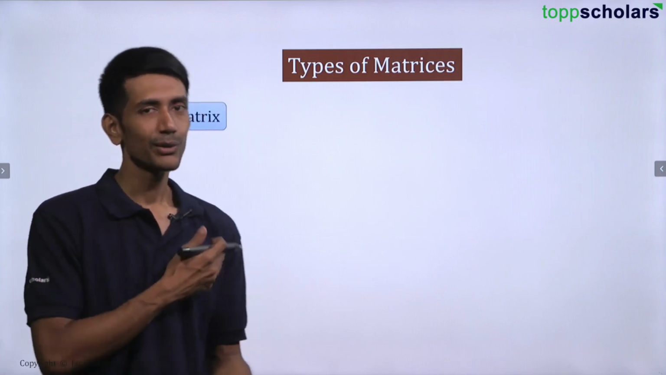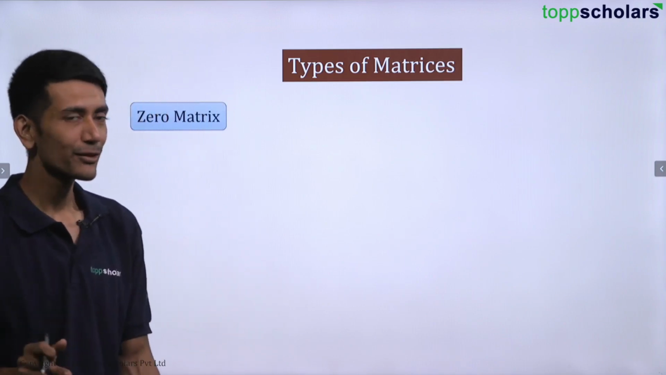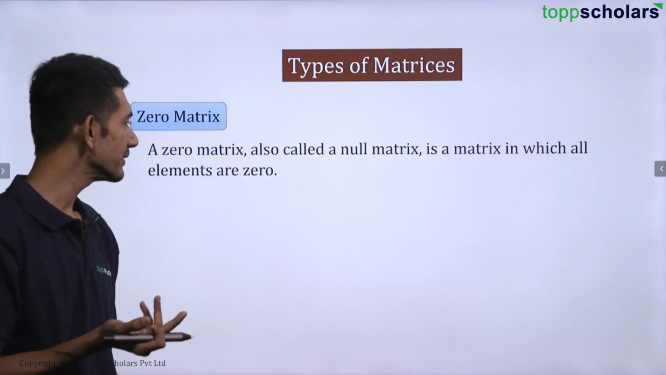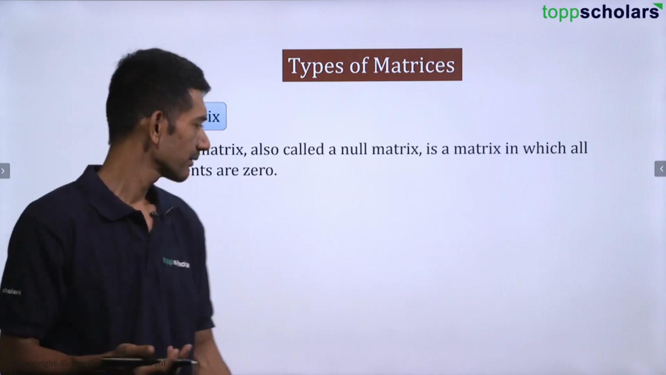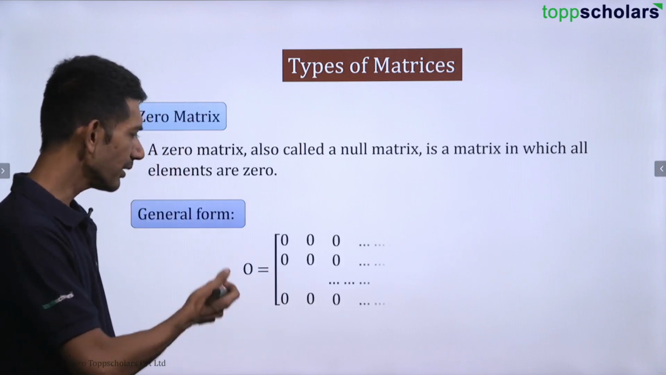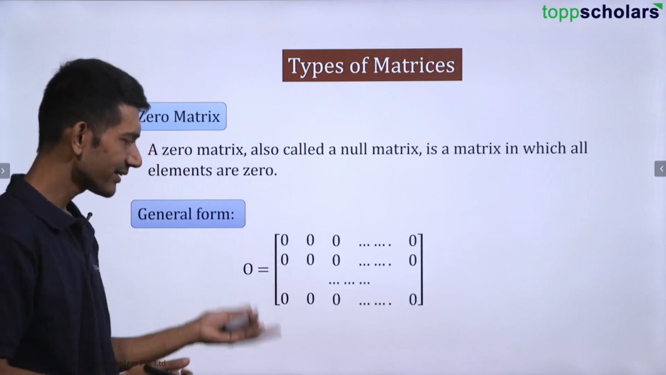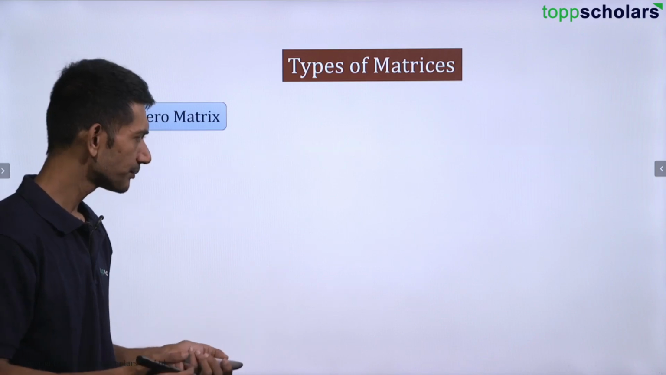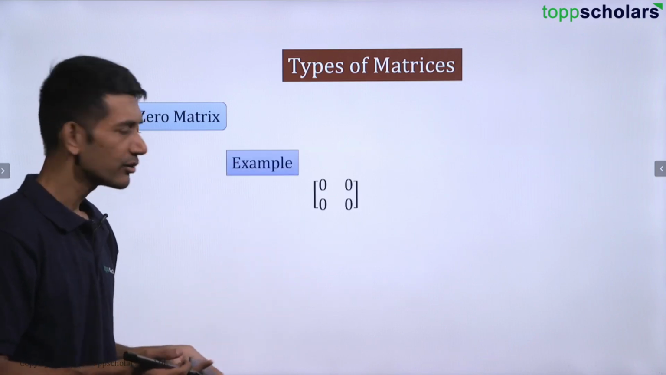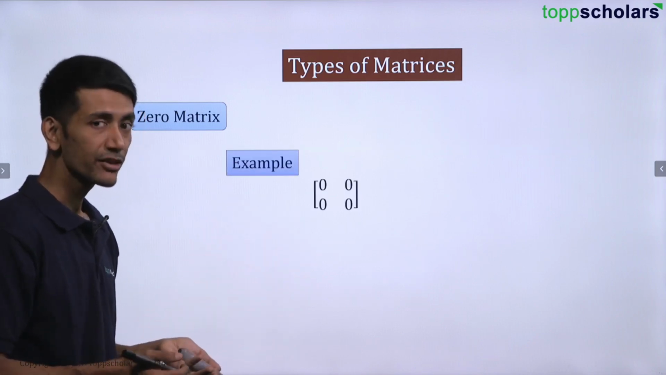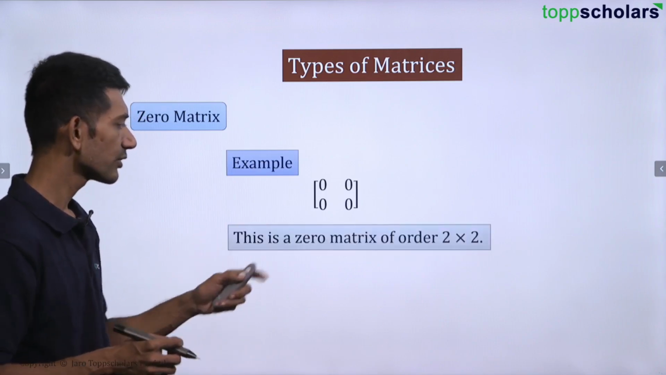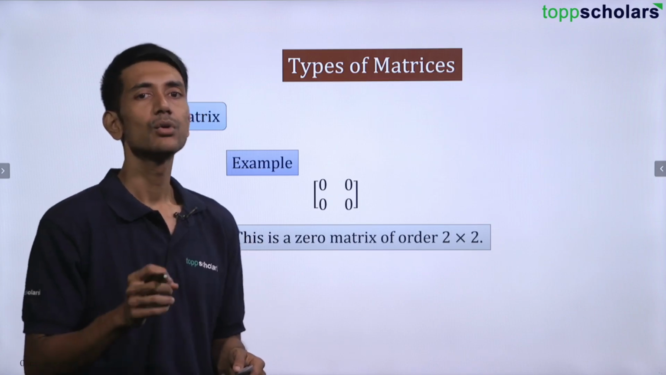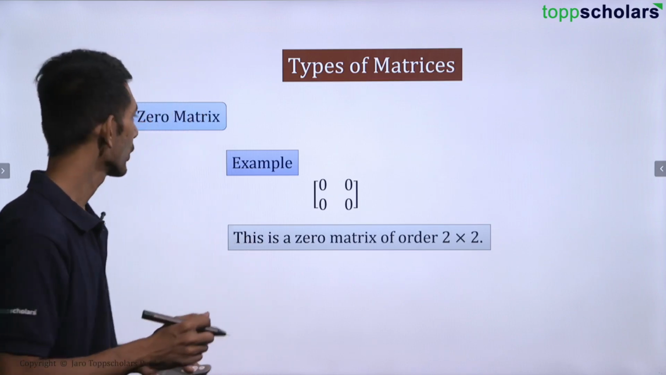Now come on, looking at the name only you can identify what a zero matrix is. If all the elements in the matrix are 0, it is a zero matrix. So let us directly take an example and the general form. Everything is 0 here in the matrix. Again, the order is 2 by 2 and all the elements are 0, so it is a zero matrix. This is a zero matrix of order 2 by 2. Simple? Okay, let's continue.